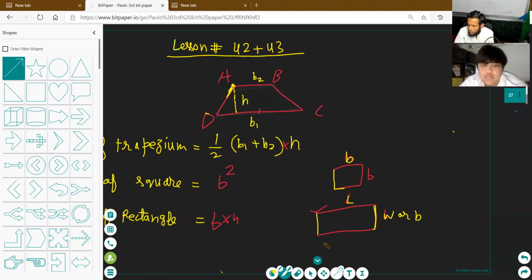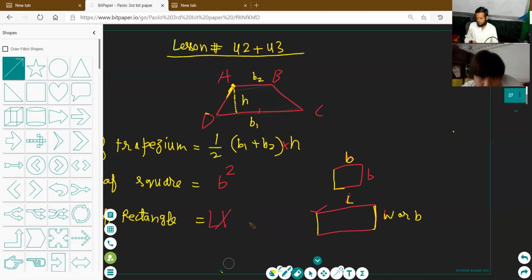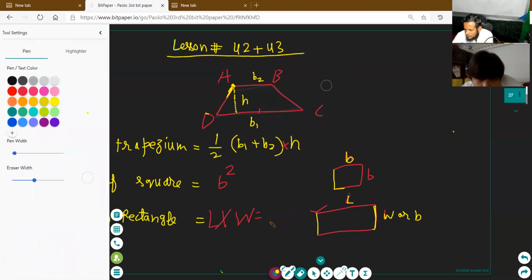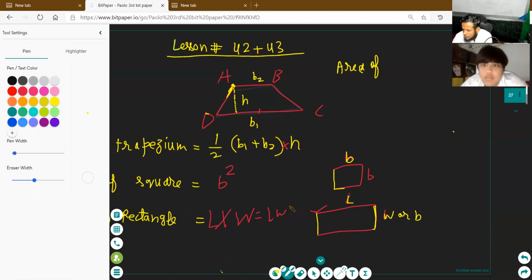Okay, write the formula. Correct it. Write it, Paulo. Length multiply by width. Okay, area of parallelogram. Now make the area of parallelogram. Okay, good. LW. Okay, area of parallelogram.